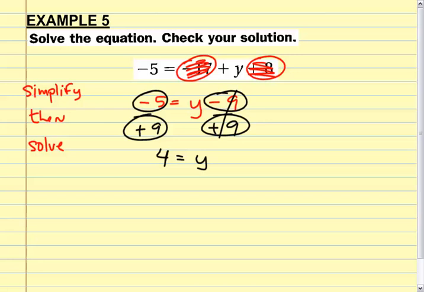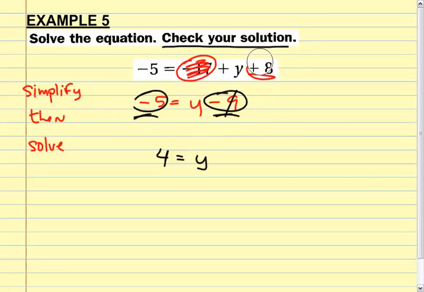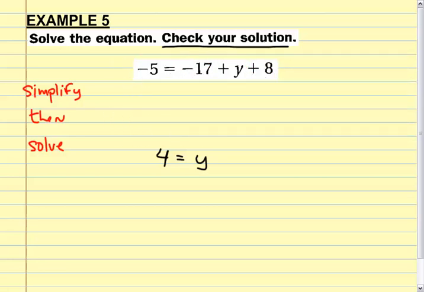Now, David, in the directions it says to check our solutions, okay? So what I'm going to do is erase this work that I've got right here. You won't want to do that on your test, but I want to plug it in to what they gave me. Negative 5 is equal to negative 17 plus parentheses plus 8. What do I do with those parentheses, Isabella? I put a 4 in there, okay?